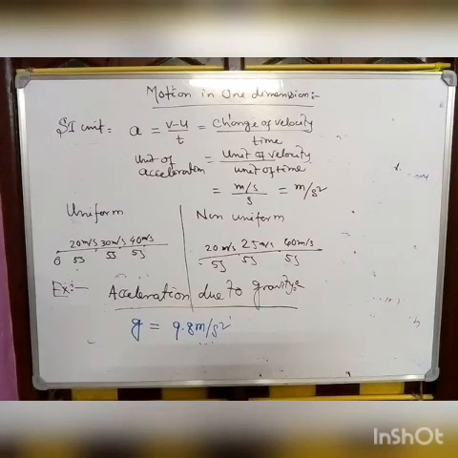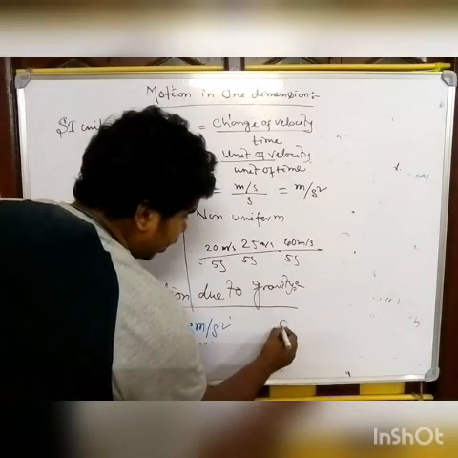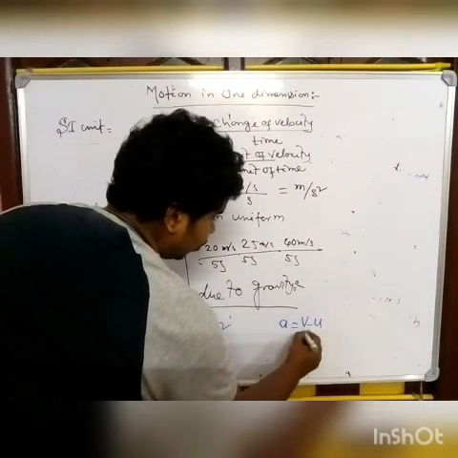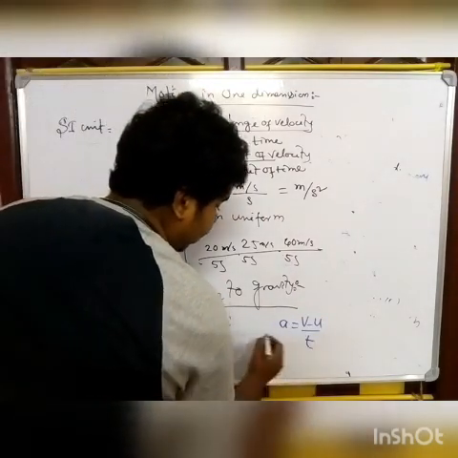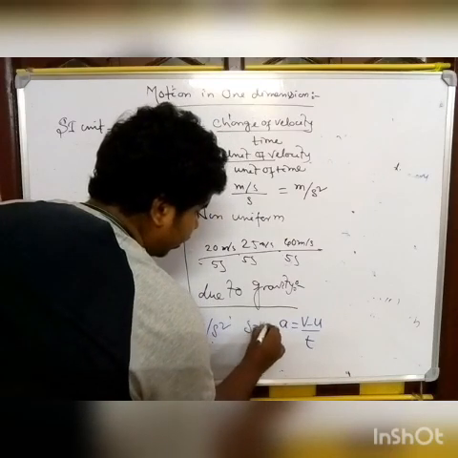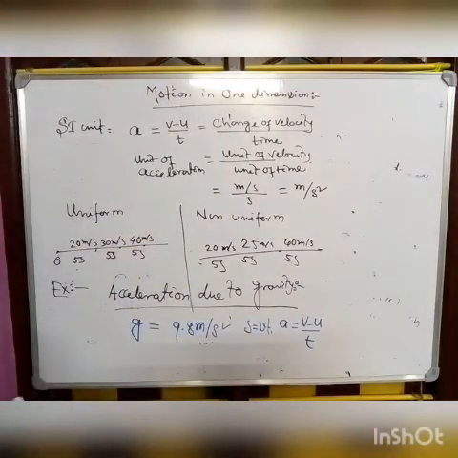From this chapter, the numericals may come by only the equation we have learned now, that is a equals to (v minus u) by t. It may come by this equation also, that is s equals to v into t, where s is the displacement, v is the velocity, and t is the time. So using these two equations, we'll do some numericals of this chapter, and whatever things we have discussed, please go through the book. I think you will be able to understand. Thank you.